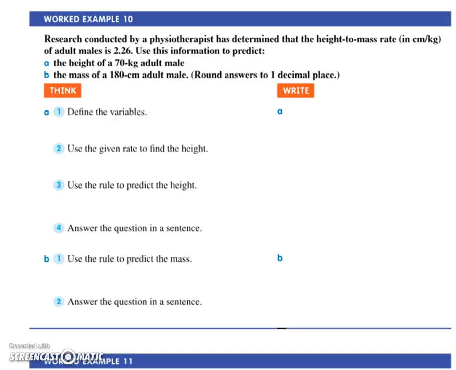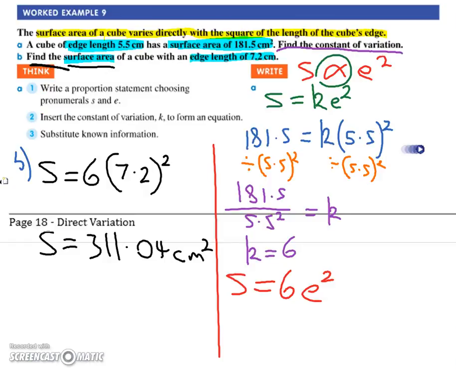On the previous question, we had to write a proportional statement. Then we had to write the equation with the K in it, the constant of variation. We then had to substitute the numbers we were given so that we could work out what K was, what the constant of variation was. We then used that constant of variation and rewrote the equation. So we got S, the surface area, equals 6 times the square of the length of the edge. And then we used that to sub in and find the surface area of a particular size.